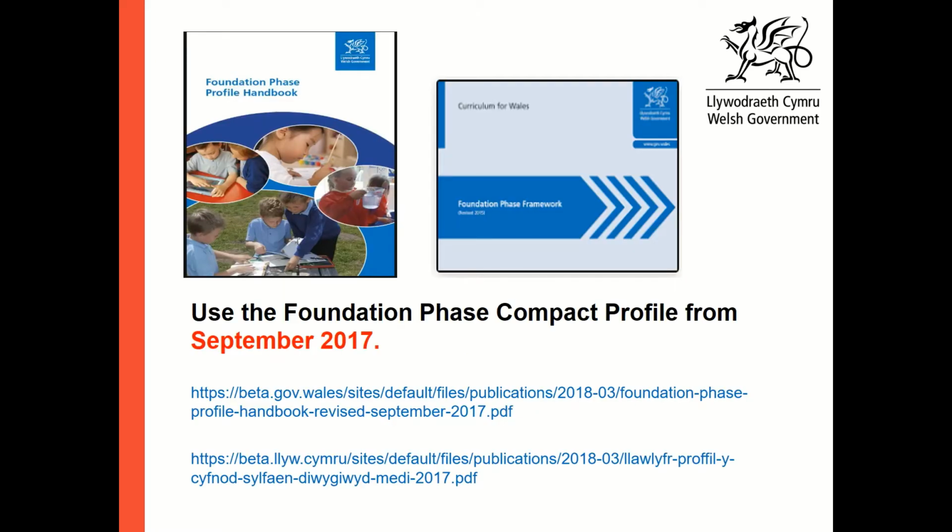This is the Foundation Phase Profile Handbook. It was revised in September 2017, just to make sure you have the correct edition. All the relevant documents are found below in the resource section. The full document contains the compact and full profile. We use the compact profile to observe nursery and reception in their first 6 weeks. Thereafter, we use the Foundation Phase framework to plan from the skills and assess using the outcomes in the framework document.